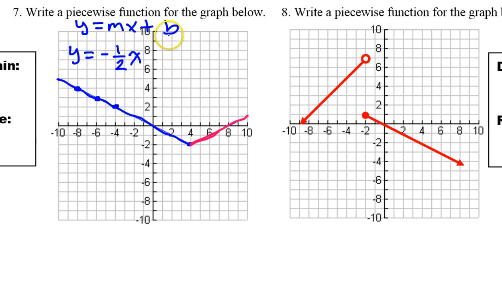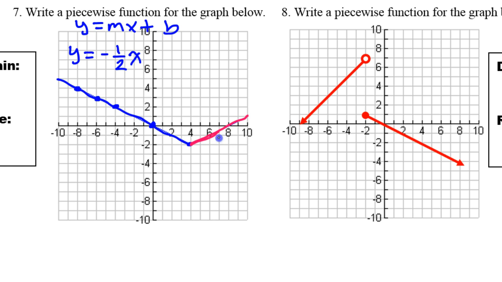Now we need the y-intercept, b. Well, the y-intercept is actually right here. This line crosses the y-axis right at 0. So I'm not actually going to write anything for that. All right, so there's the equation of the blue line.